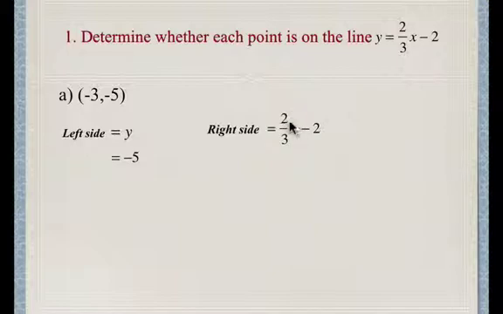And what we're going to do is sub in for the x value given by the ordered pair. Here the first number is the x coordinate and it's -3. So we're going to sub in x equals -3. And when we do that, we end up with 2/3 times -3.